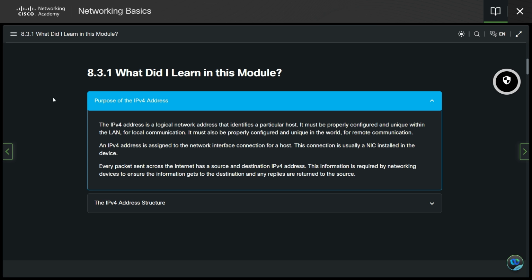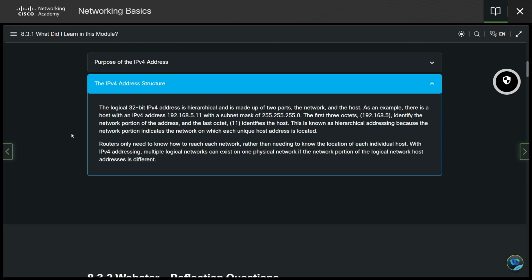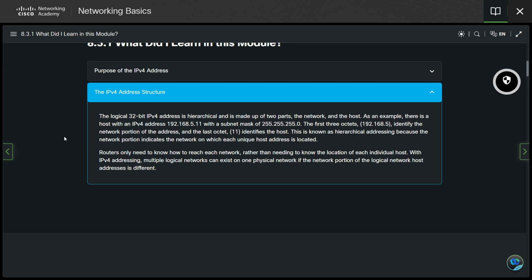Every packet sent across the Internet has a source and destination IPv4 address. This information is required by networking devices to ensure the information gets to the destination and any replies are returned to the source. And the IPv4 address structure: the logical 32-bit IPv4 address is hierarchical and is made up of two parts, the network and the host.